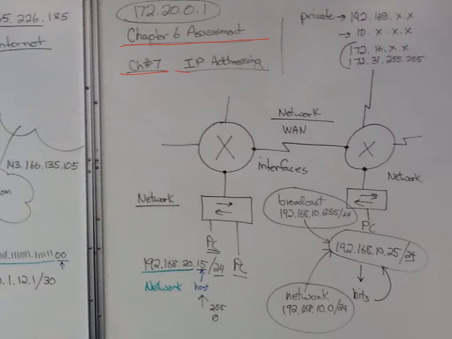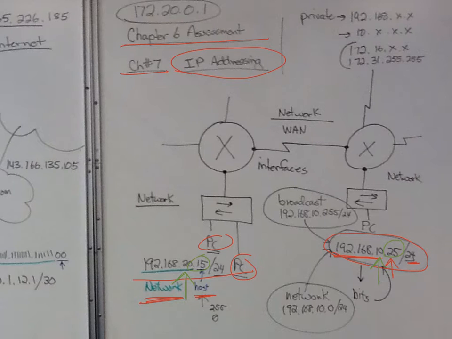Chapter 7, we've been working on IP addressing. So we did an example. We had some PCs here. We gave a PC an address here. We talked about what part's the network, what part's the host. Then we had an example over here. This part's the network because of the 24. That part's the host. Okay, same thing over here. These two are on different networks because of the 10 here and the 20 here. They're two different networks.